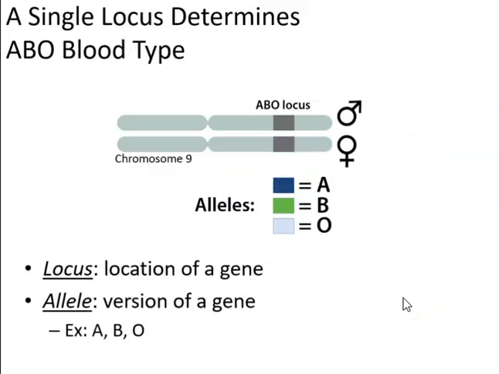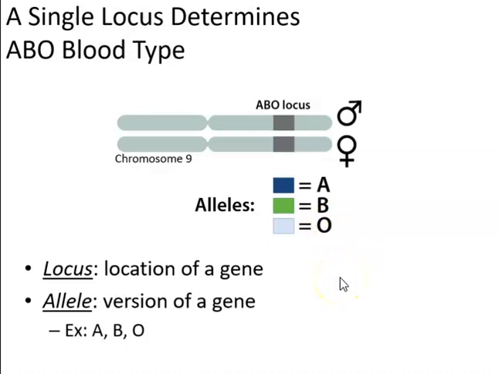So a single locus determines your ABO blood type. Think of locus sort of as the address. The address of where the gene is located is called the locus. The version of the gene is called an allele. So, for example, allele A will have the A protein, allele B will have the B protein, and allele O will have the O protein.